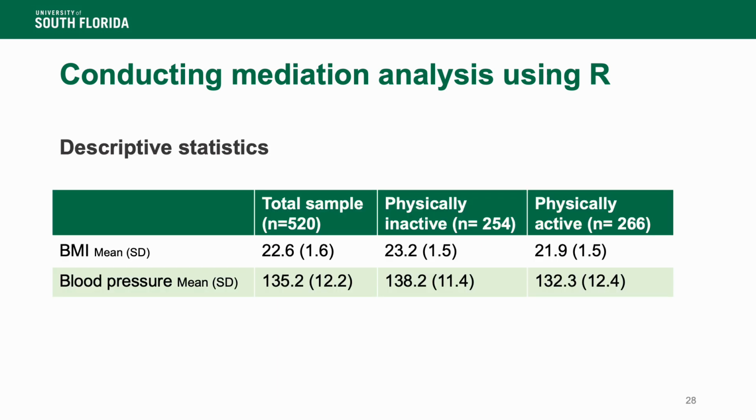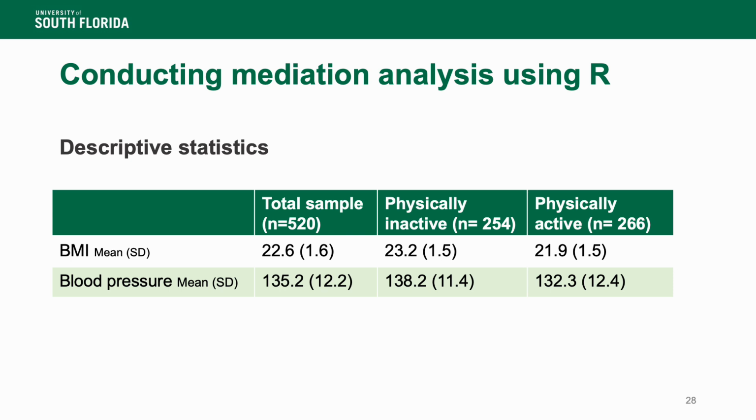These are the descriptive statistics from the data example. The total sample consisted of 520 individuals. 254 were physically inactive. 266 were classified as physically active. The mean BMI in the total sample was 22.6. We can see that among those who were physically inactive, the mean BMI was 23.2, and among those who were physically active, the mean BMI was a little bit lower, 21.9.